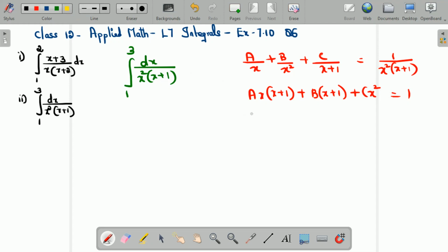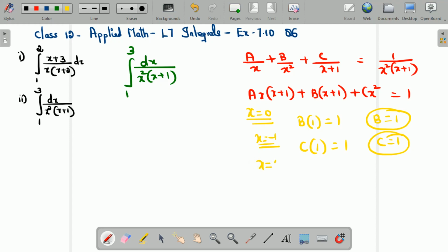So first we will put x is equal to 0. When we place this, A and C will vanish. So this is B into 0 plus 1 is 1 is equal to 1, which means B is equal to 1. Now let's put x is equal to minus 1. In this case, A and B will vanish. C into minus 1 the whole squared is 1 is equal to 1, which means C's value is also equal to 1.